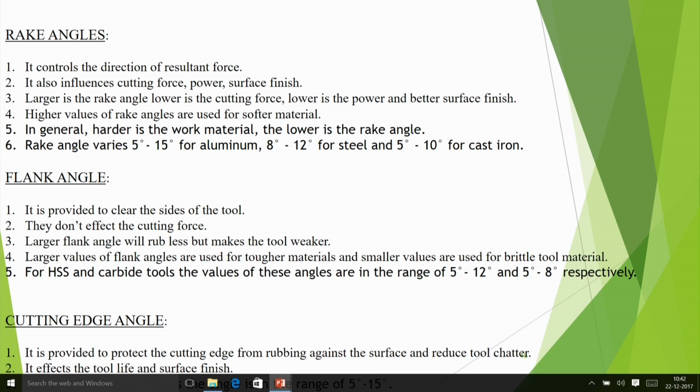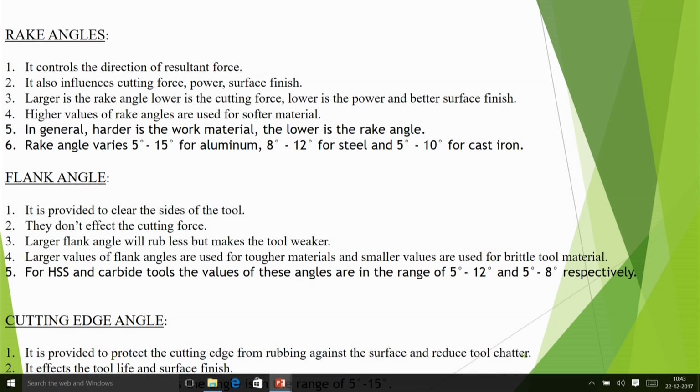Because less amount of included angle is available. So that I have already explained. Now since they are soft material, no problem, even if the tool is a little bit weak. But in harder materials you have to give that rake angle, particularly if the cutting tool material is very brittle and may break under the impact, like carbide tools.